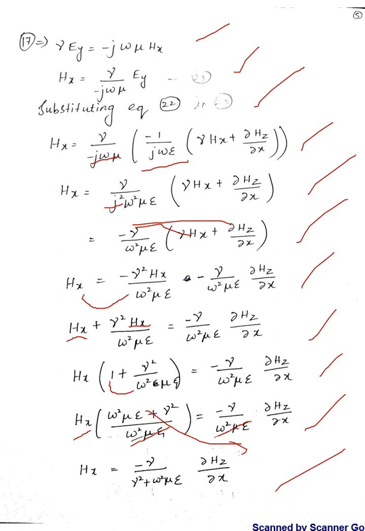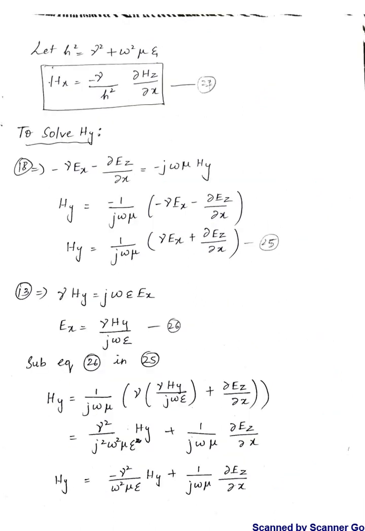I hope you understood. Now, instead of gamma square plus omega square mu epsilon, I'm going to replace it by h square. In the previous equation, in this place we had gamma square plus omega square mu epsilon. So I'm going to just replace it by h square and write the 23rd equation. So we have completed solving Hx. Now we are going to similarly solve Hy.